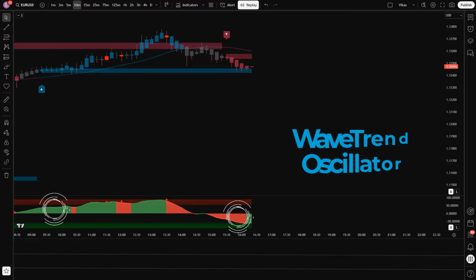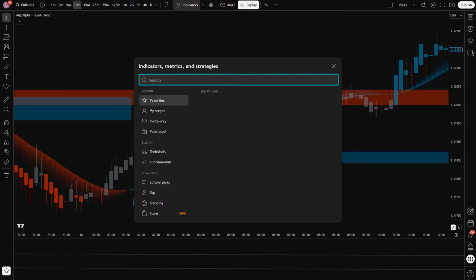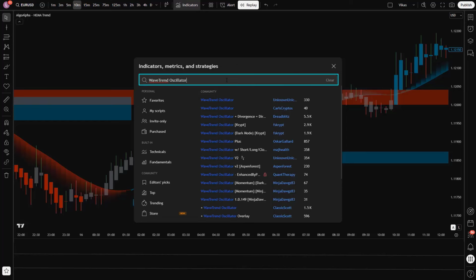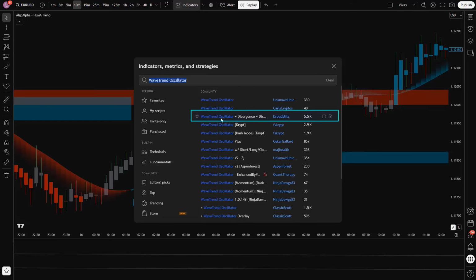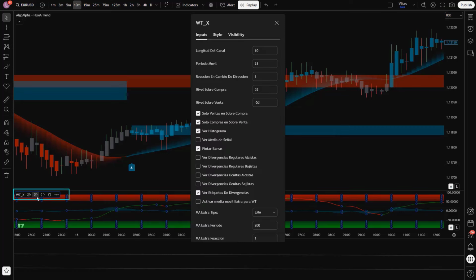The green and red area we see in the chart is called the Wave Trend Oscillator Indicator. Let us understand the trading setup. We will search Wave Trend Oscillator in the search box of Tradingview. After that we have to click on the Wave Trend Oscillator option, in which we have to change some settings.